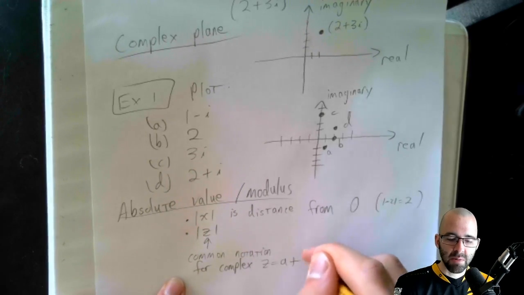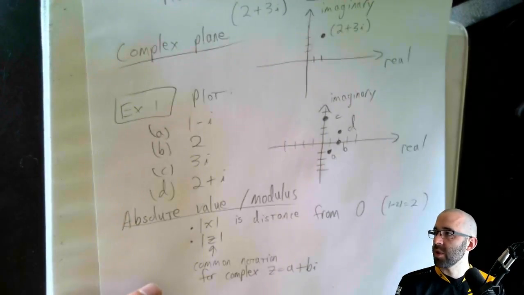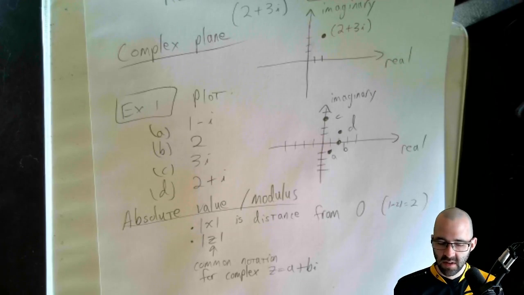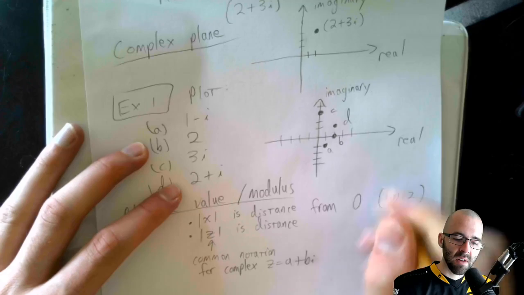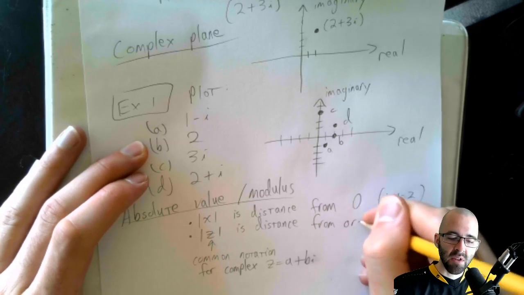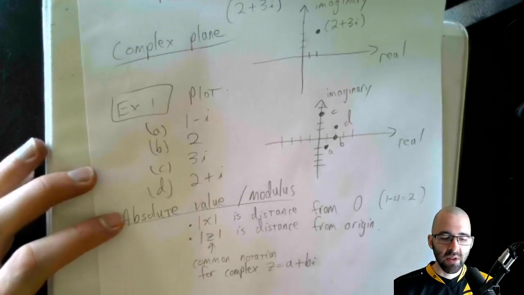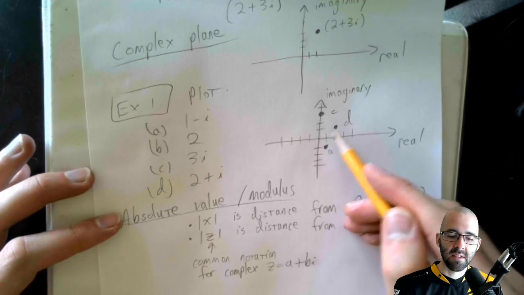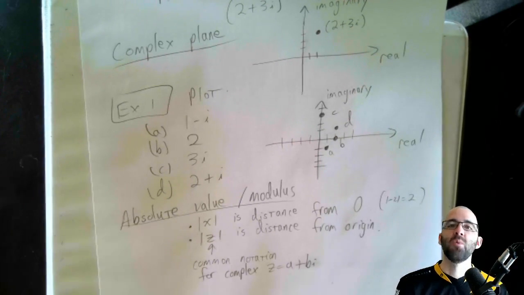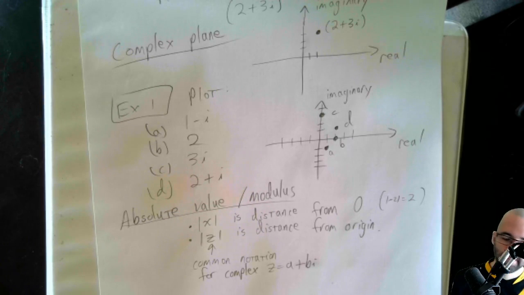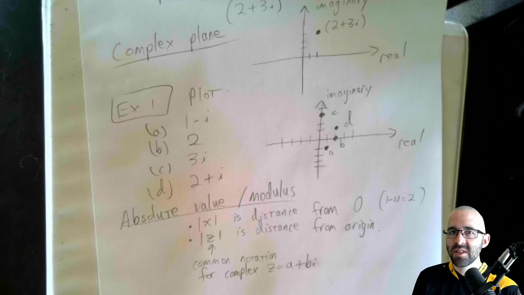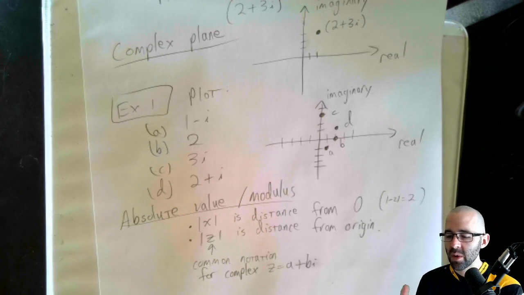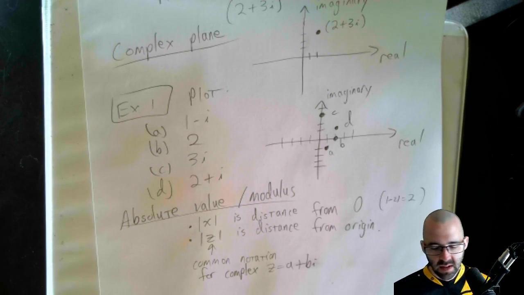Z is equal to a plus bi is super common notation. The modulus, or the absolute value, is just the distance from the origin. It's the radius in polar coordinates. So nothing groundbreakingly new so far. We're just introducing some definitions for what we're going to be talking about. So let's solve a problem with this.